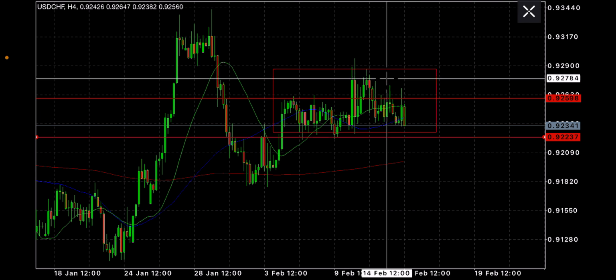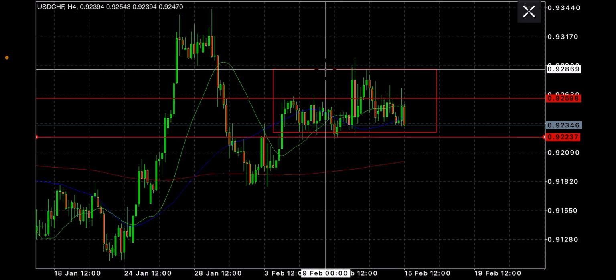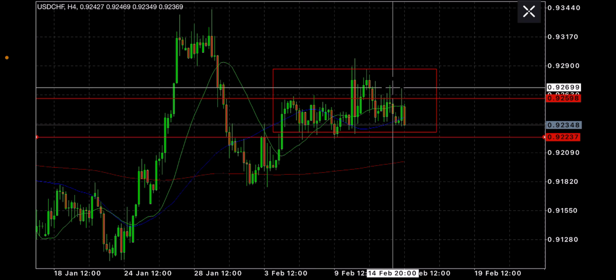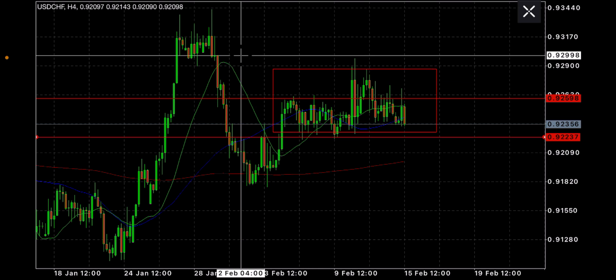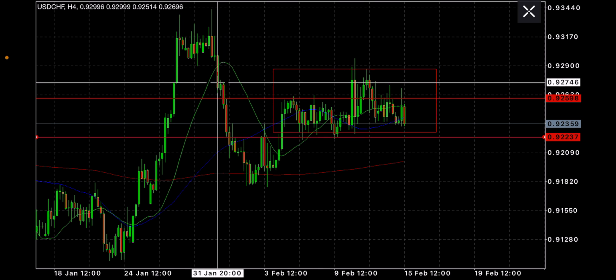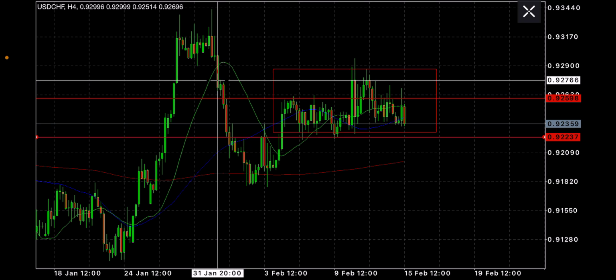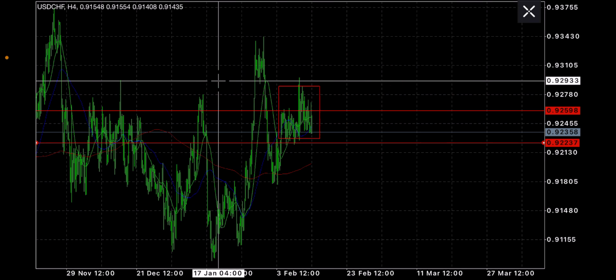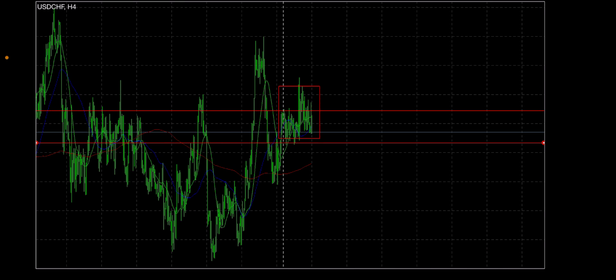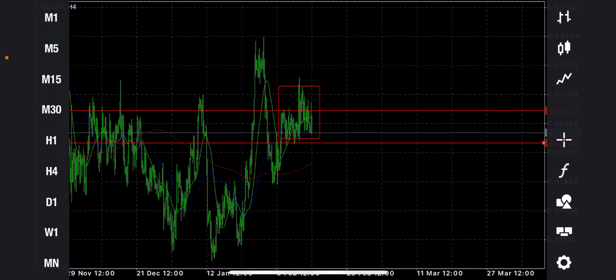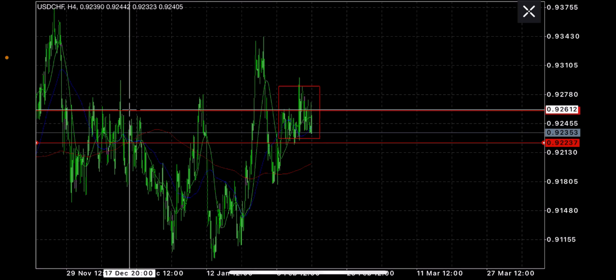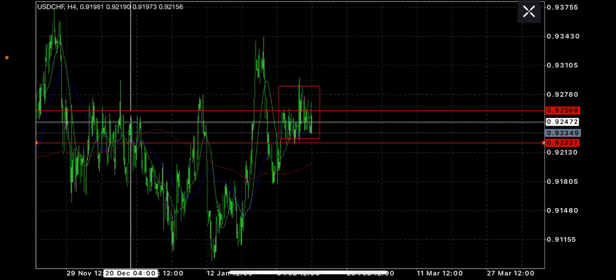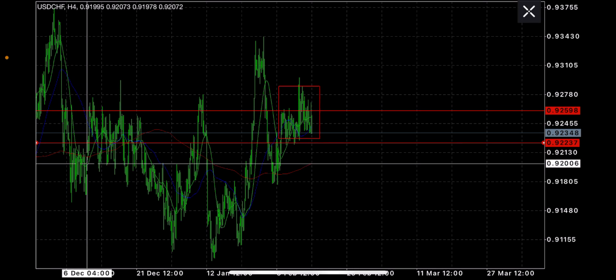What I see is a lot of turnaround in this area. Every time we get up here, we shoot down. Now, why is that? Last time we got to this area, we did come down. Last time we got to this area, we did come down.